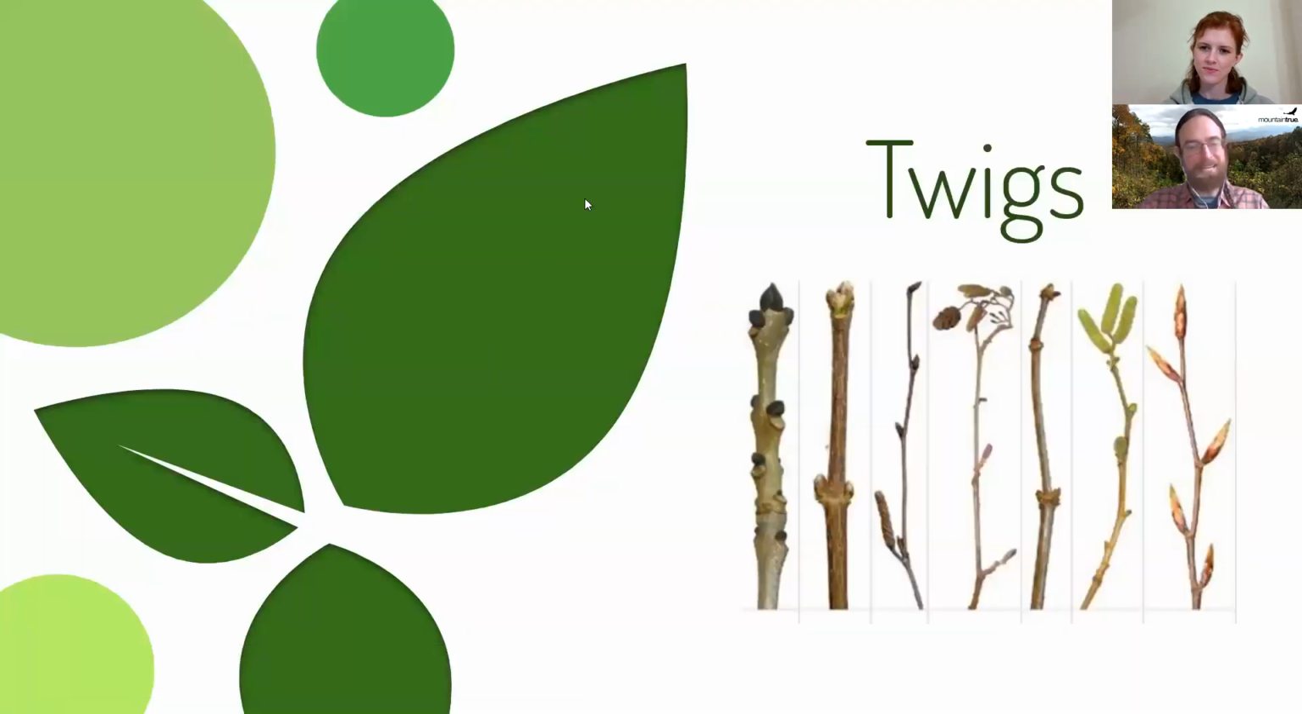We're going to move on now and talk about twigs. So, you know, when you're out in the wintertime and you look at the bark and you have a guess, but you're not sure, you can always look up at the twigs. You can look down on the ground at the leaves. You can find some other clues to help confirm what your suspicions are.